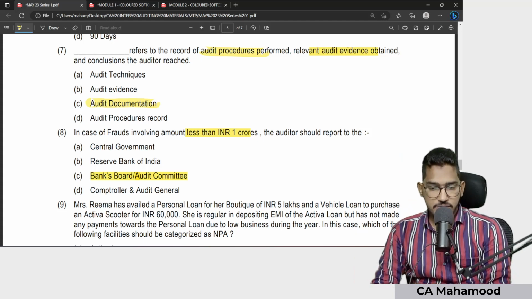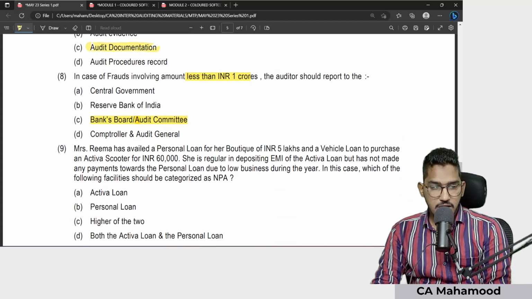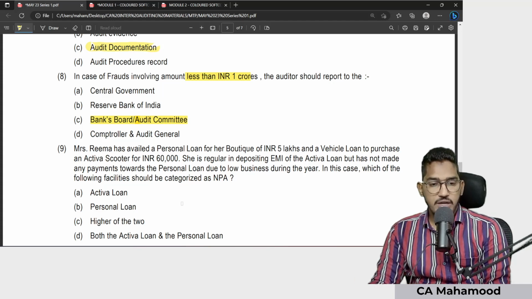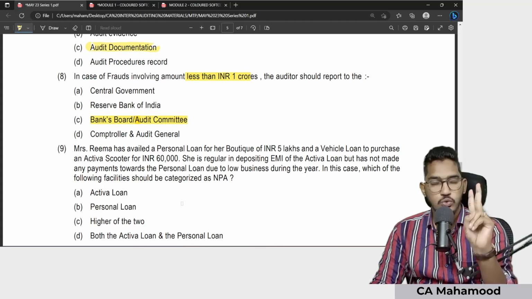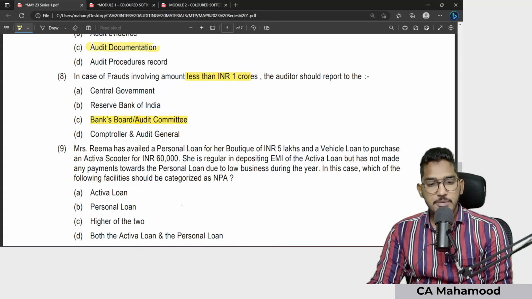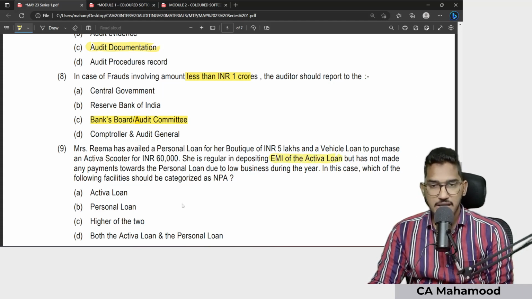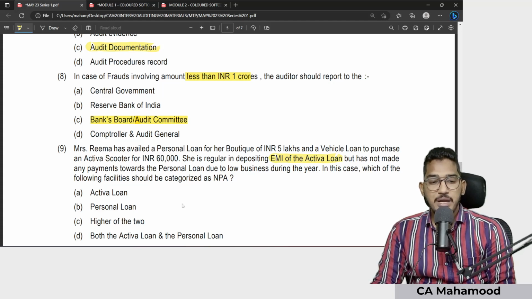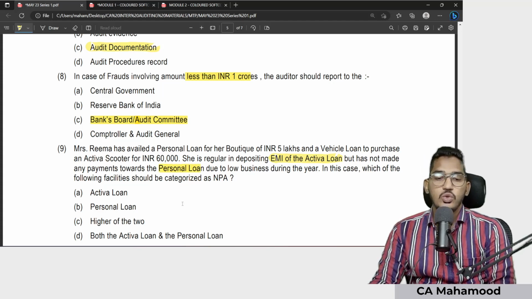Next one. Ninth question. Mrs. Reema has availed a personal loan for her boutique of 5 lakhs and a vehicle loan to purchase an Activa scooter for 60,000. She has taken 2 loans from the bank. One is business loan, other one is vehicle loan. She is regular in depositing EMI of Activa loan. Whatever vehicle loan she has taken, that she is regularly paying. But she has not made any payment towards personal loan due to low business during the year.